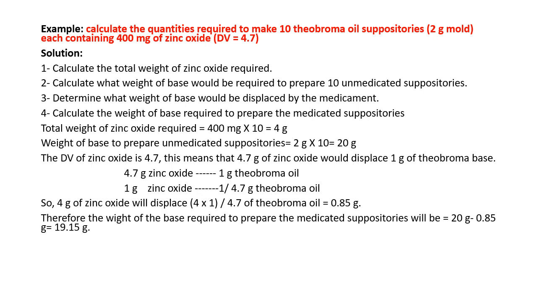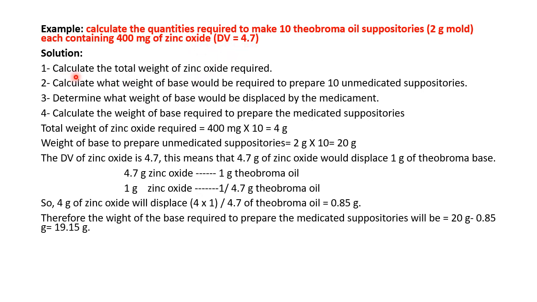Example: calculate the quantities required to make 10 theobroma oil suppositories using a 2-gram mold. Each suppository contains 400 mg of zinc oxide. The displacement value of the zinc oxide equals 4.7.